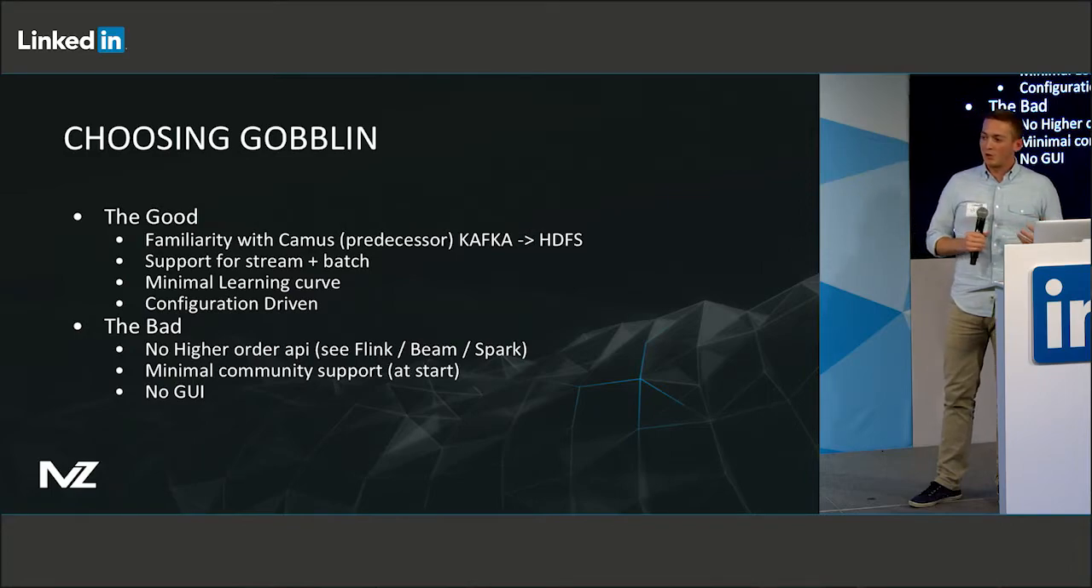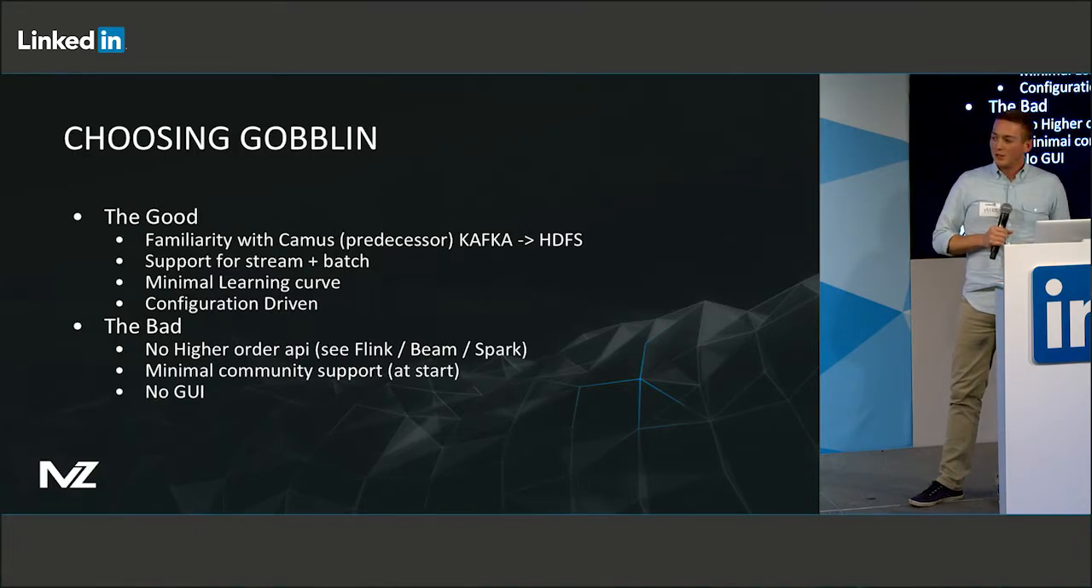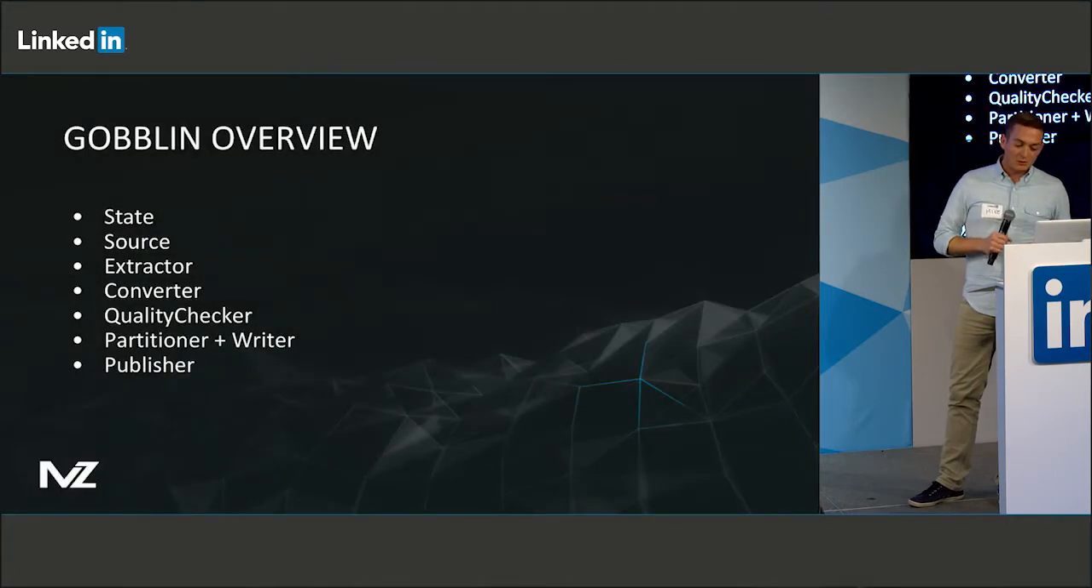If you want to do more complex transformations or more complex applications, you might want to use something like Flink, Beam, or Spark. They have a higher order API for interacting with data sets more so than Goblin does. There wasn't really much community support when we started working with Goblin, which was back in April of 2016, and there was no nice GUI to see where jobs were going. Those were some of the negative points with Goblin, but it fit the bill, so we ended up going forward with it.